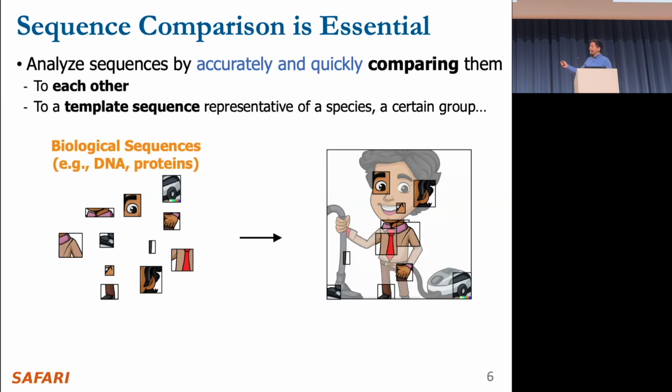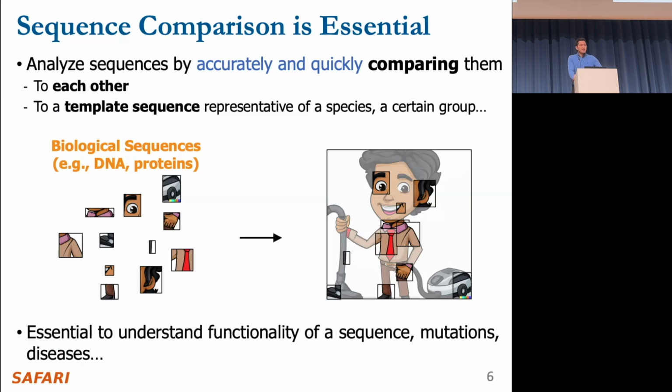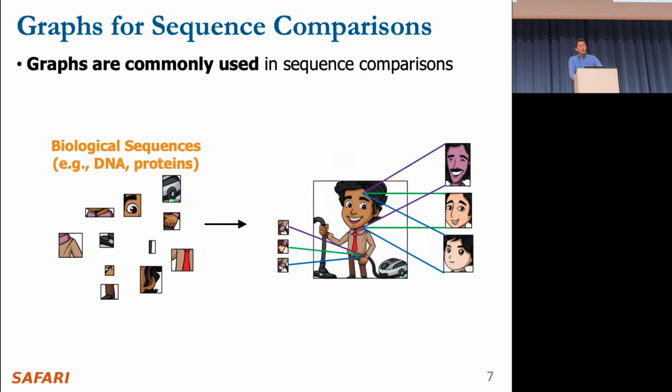This template sequence can be, for example, a human reference genome. And this sequence comparison is essential to understand the functionality of a sequence, mutations, and diseases, and so on. What we see is that graphs are commonly used in sequence comparison for two main benefits. These graphs can avoid redundant comparisons and storage.